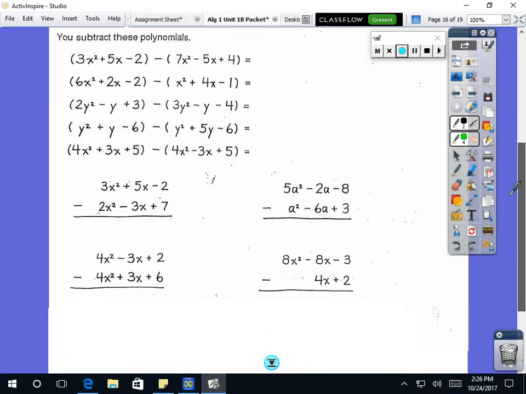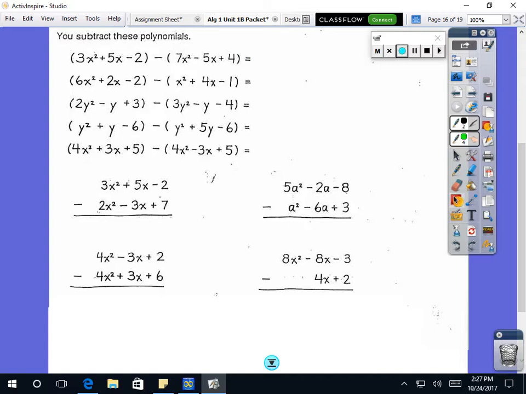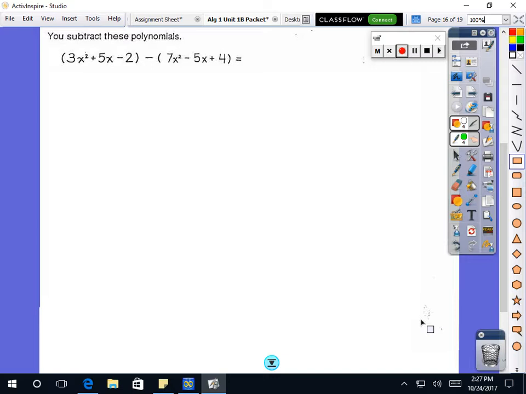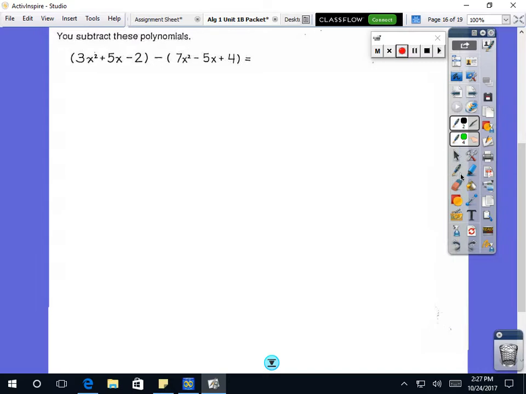All right, we're going to start down here. Subtracting is also very easy, but there is one minor difference.